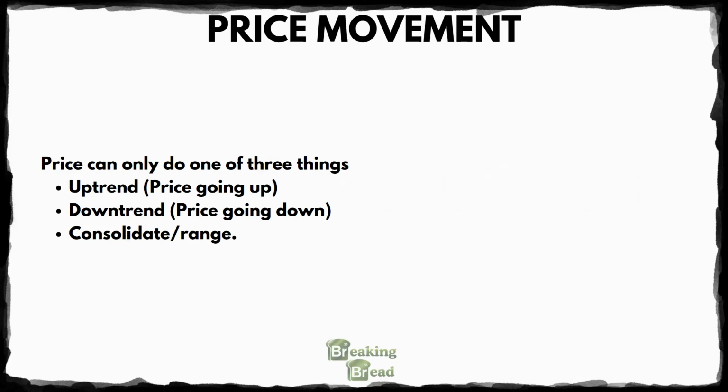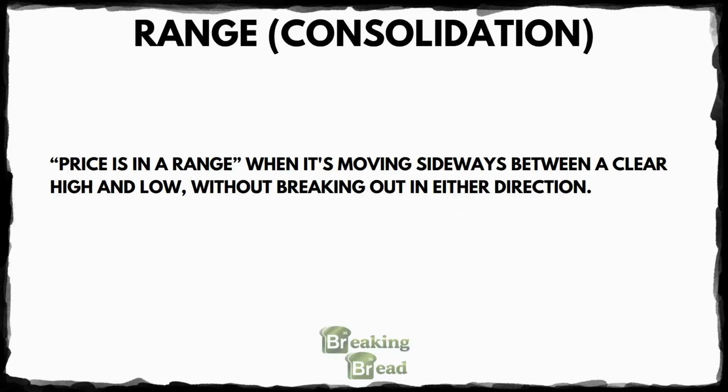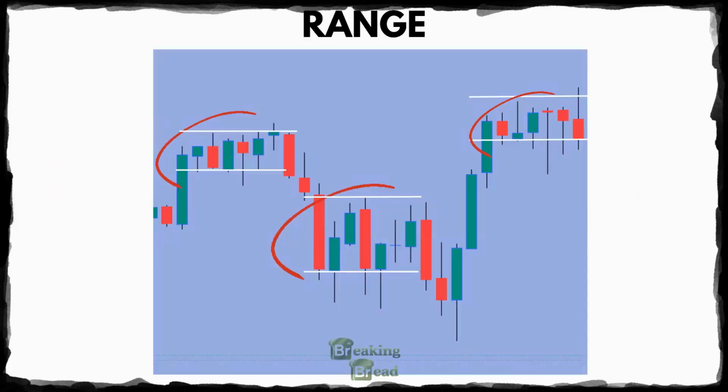So let's talk about what consolidation and range means. When we say price is in a range, we're saying that price is moving sideways between a clear high and clear low without breaking out in either direction. What that could look like is what you see here.